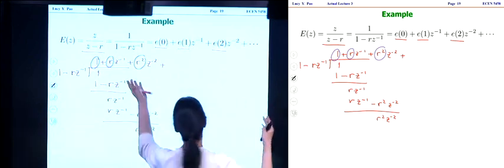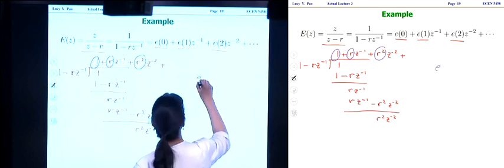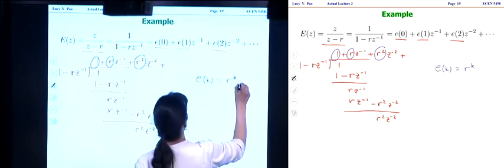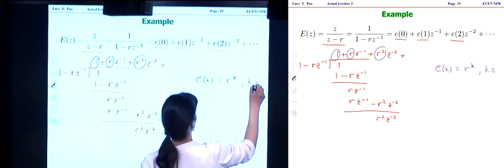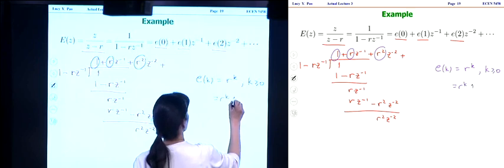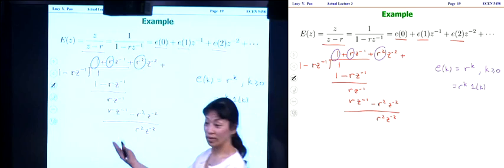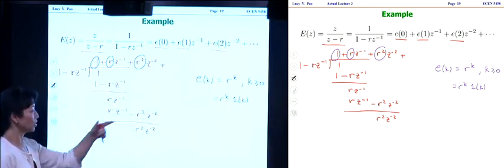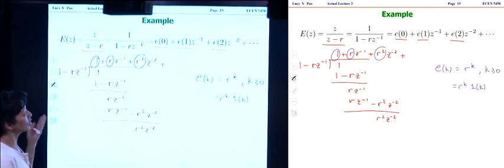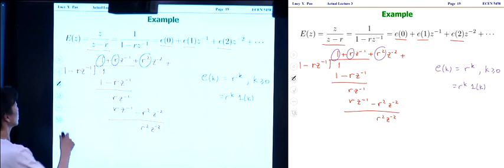Right? And of course you can extract out, in this case it's very simple, that pattern. You can see that e of k is equal to r to the k for k greater than or equal to 0, or equivalently is just r to the k times 1 of k. As we know, we've computed the z transform of that sequence before. All right, so long division is useful if you're only interested in a few of those initial terms.